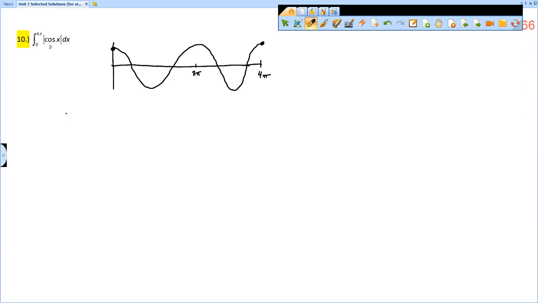But now I want the absolute value of this. So remember, what does that do? That takes every part that is below the x-axis and moves it above the x-axis. So I get that, and then this part moves above the x-axis as well. And so really, I'm looking for the area under the curve from 0 to 4 pi. So I have these areas.